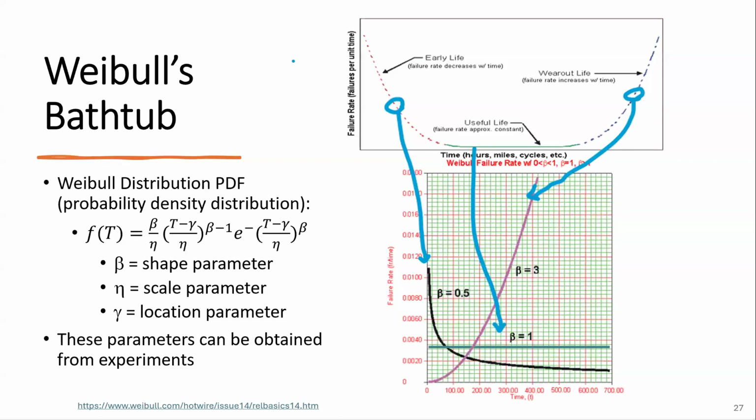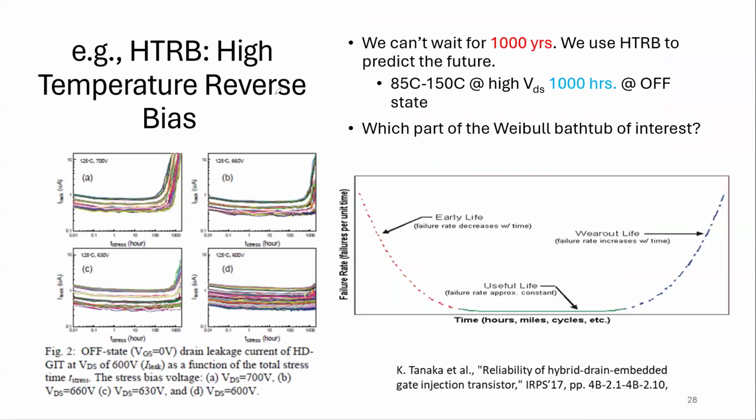Let me give you examples. For example, I use other GaN devices, or hybrid drain GIT, gate injection transistor. It doesn't matter. Some devices. I'm doing some experiments at high temperature reverse bias. So I put two stresses on this device. I put a higher temperature and then a higher voltage. And then I look at functional time, how it behaves.